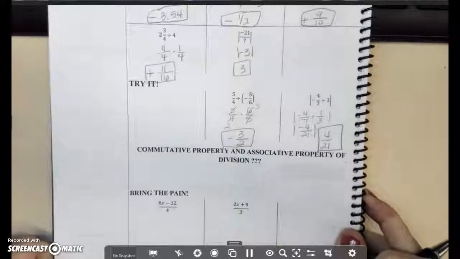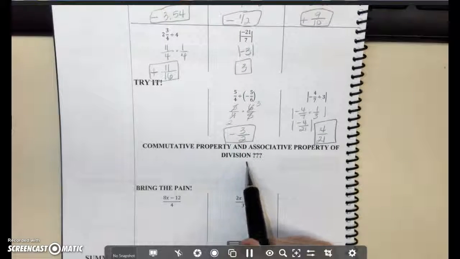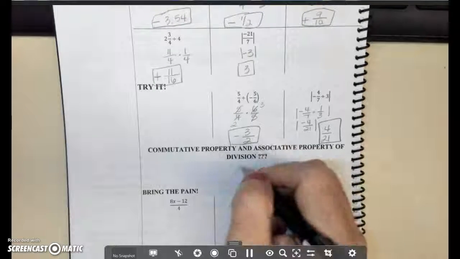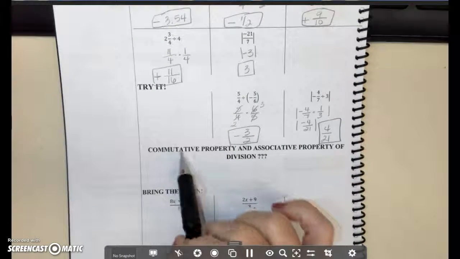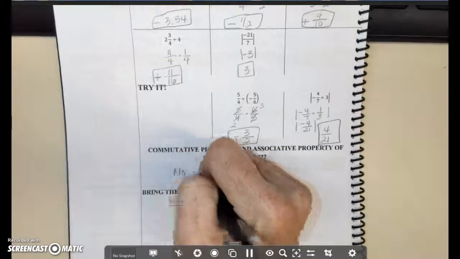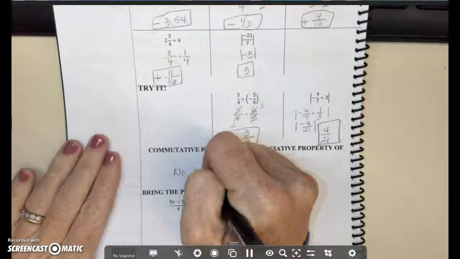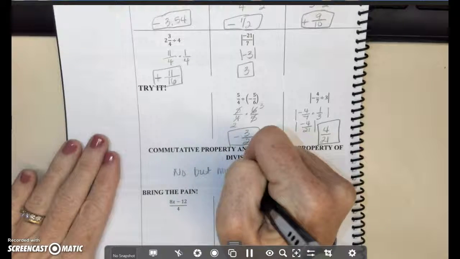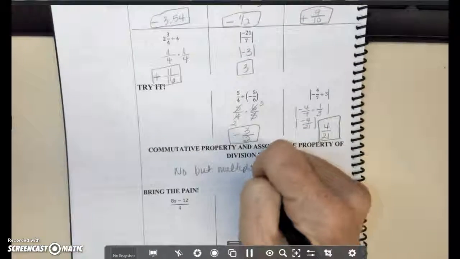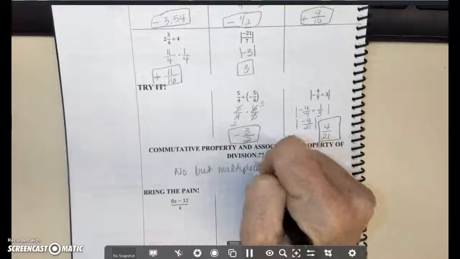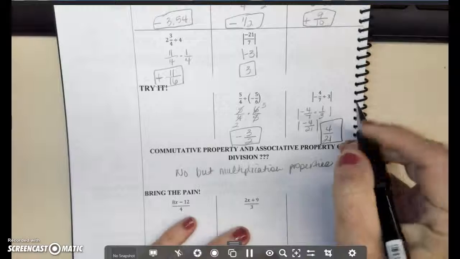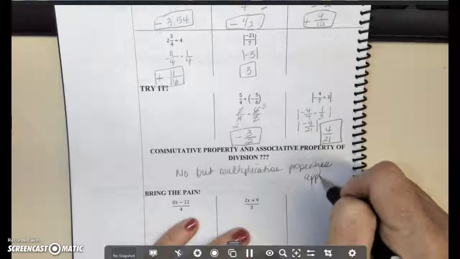Is there a commutative property or an associative property of division? Well, there is if you think about the fact that multiplication is the reverse of division, but technically, no, we don't have a commutative or associative property of division. Just say no, but the multiplication properties apply.